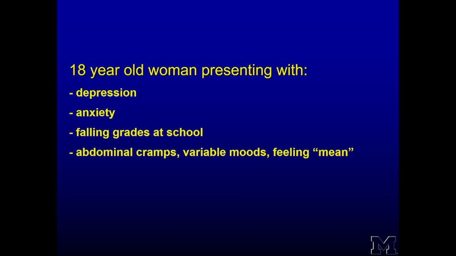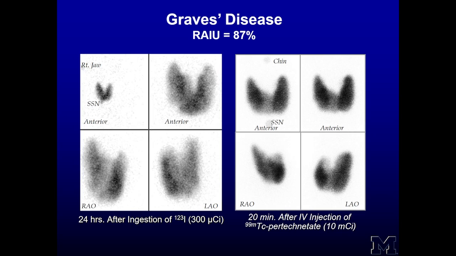This is a case of an 18-year-old woman presenting with depression, anxiety, falling grades at school, abdominal cramps, and variable moods. And this is a typical image of Graves' disease with a very, very high radioactive iodine uptake of 87%. As mentioned before, the upper limit of normal for thyroid uptake is 30%. So this is very intense hyperthyroidism. And we see this patient image with iodine-123 scan showing diffuse homogeneous radiotracer uptake throughout an enlarged thyroid gland bilaterally.